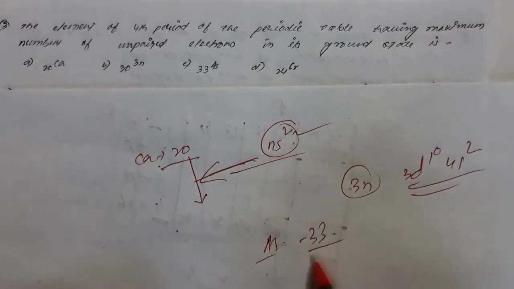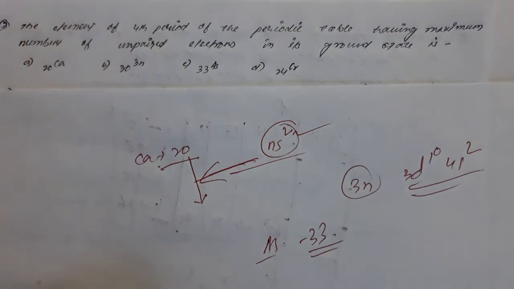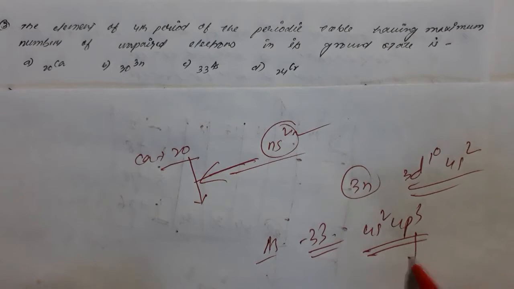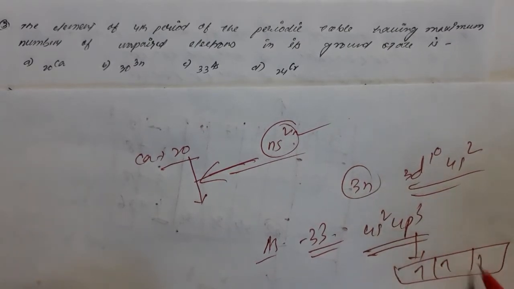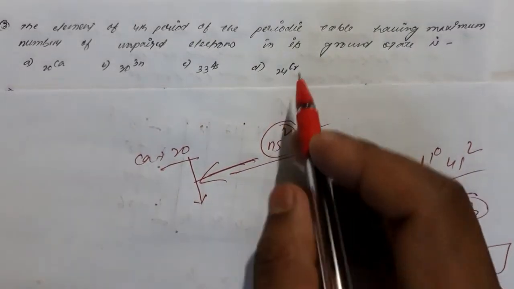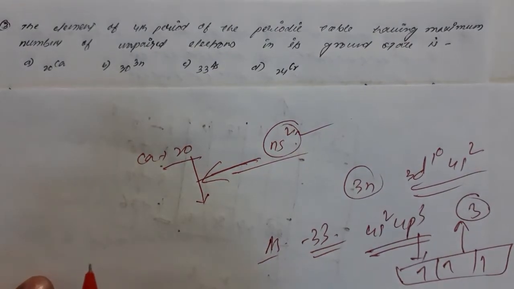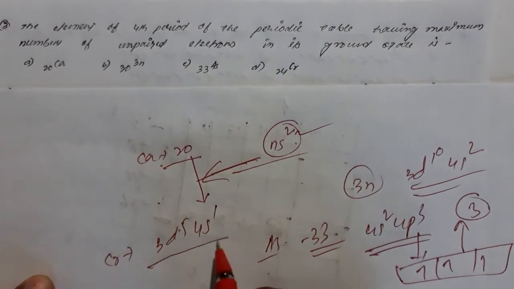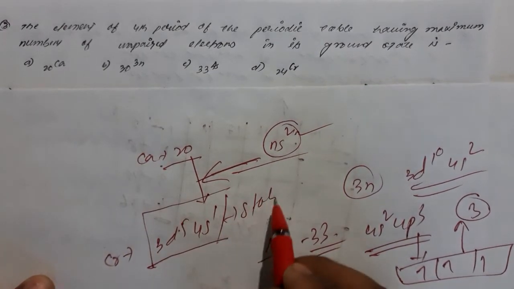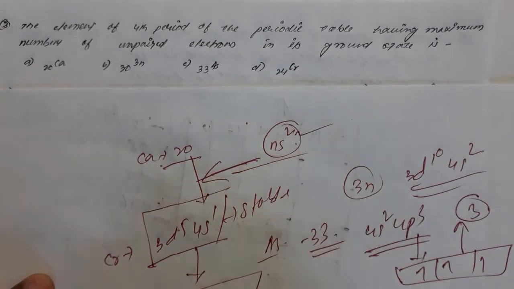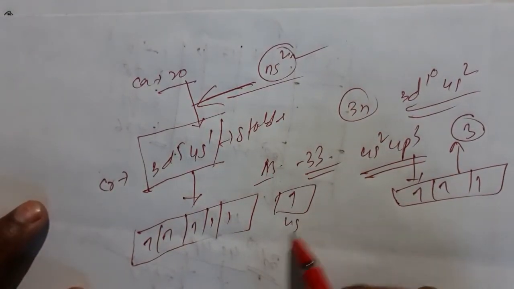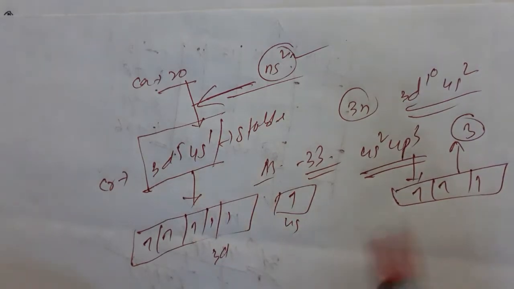Arsenic 33 means, we have just solved this, right? 33 means 4s2 4p3. So how many unpaired electrons can we have here? In 4p3, 1, 2, 3 unpaired electrons, right? Then chromium 24, we can write 3d5 4s1. This is the outermost but stable one. So what is the number of unpaired electrons? 3d5 means 1, 2, 3, 4, 5 unpaired electrons, and 4s1 means 1. So 4s1 and 3d5, total 6 unpaired electrons.